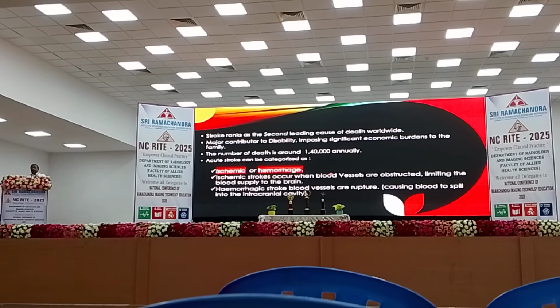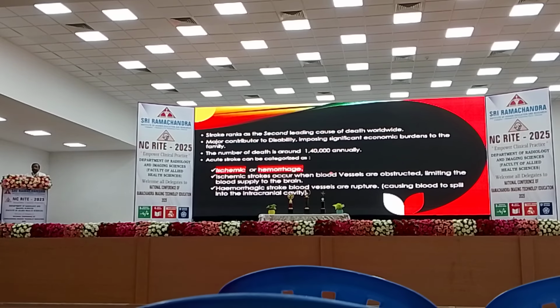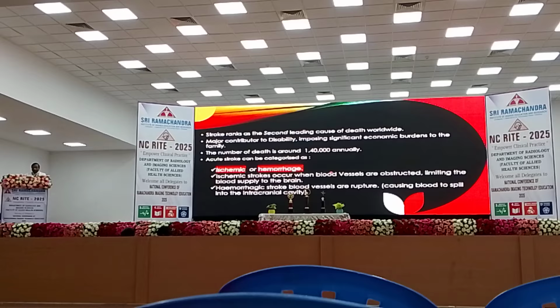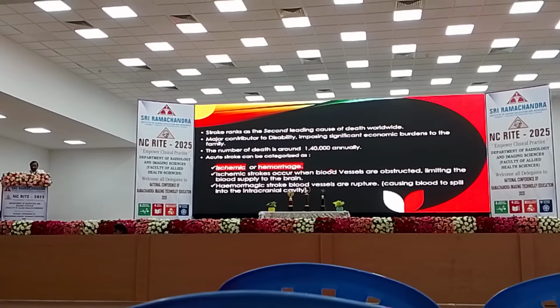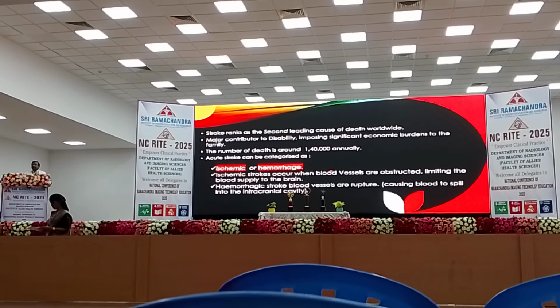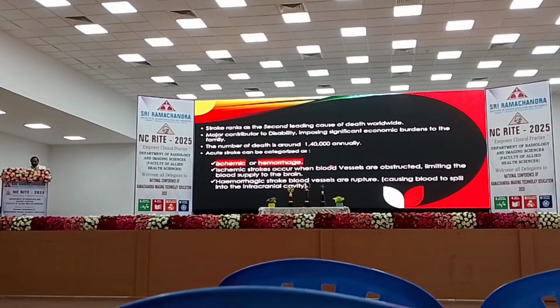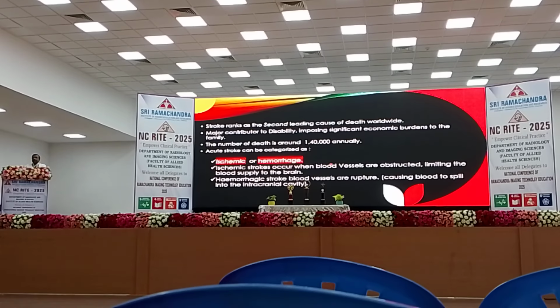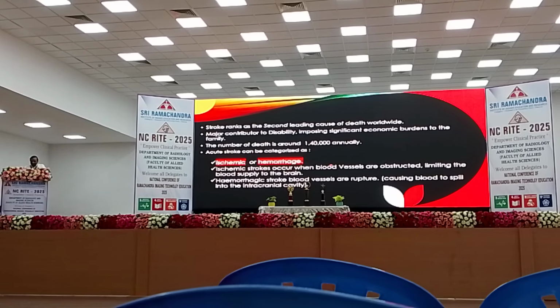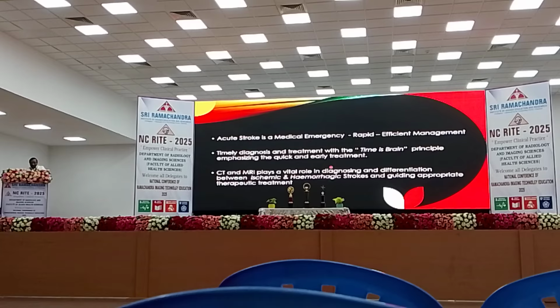Around 140,000 people die every year because of stroke. It is a major contributor to disability and to the economic burden on families. We all know that acute stroke can be categorized as ischemic and hemorrhagic. Ischemic is an infarct where the blood supply is lacking, whereas when blood vessels rupture and spill into the intracranial cavities, we consider it a hemorrhage.